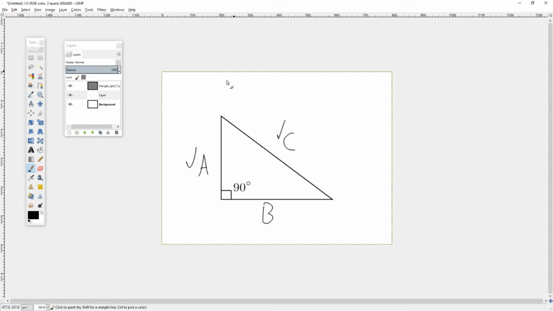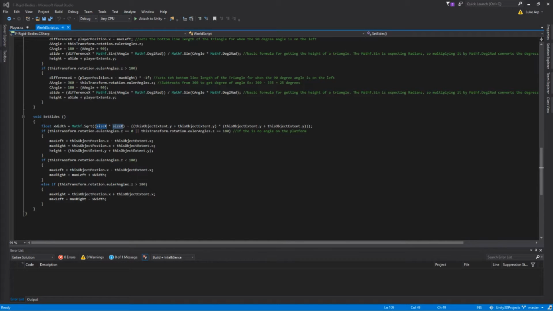All right, we have our A side and we have our C side. So using Pythagorean theorem, which is a squared plus b squared equals c squared, we can just use a simple algebraic equation, which is c squared minus a squared equals b squared, and then just give the square root of that, and I got my b side. And this is what my set sides method does. This is what that formula looks like in code.